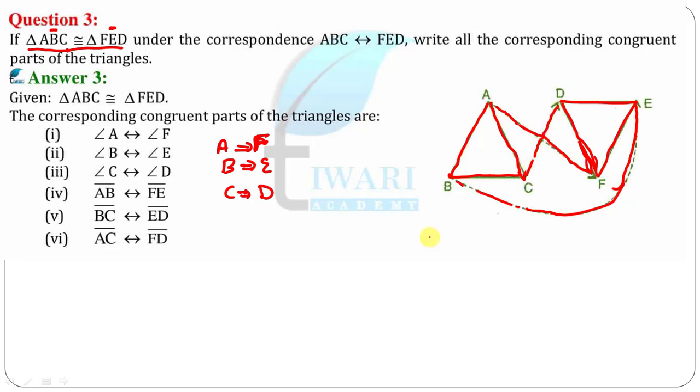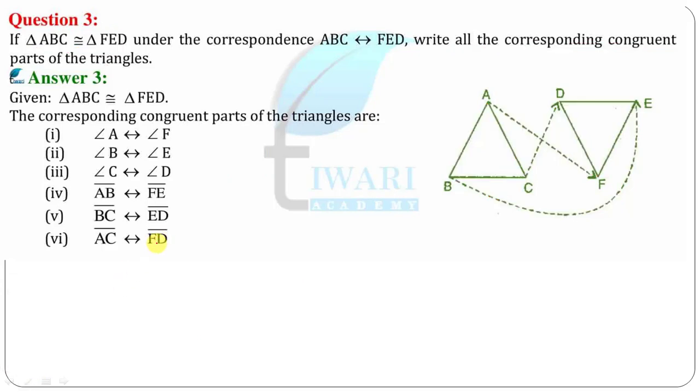Next we have to write all the corresponding congruent parts, all the angles and all the sides that are equal. Angle A is equal to angle F, because these two are matching. Now B is matched to E, so angle B is equal to angle E. Third, C is matching D, so angle C is equal to angle D.